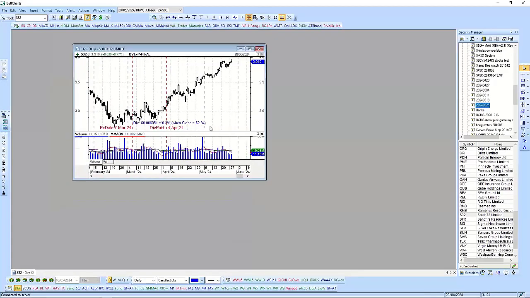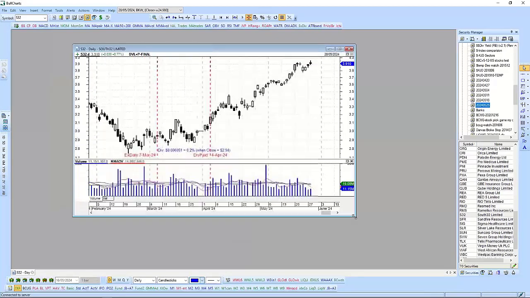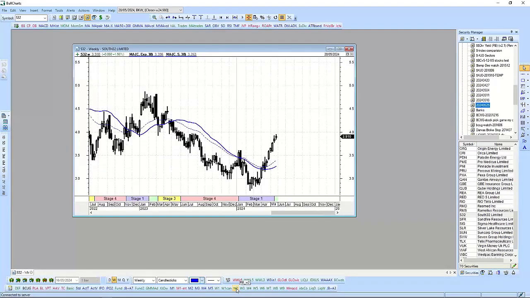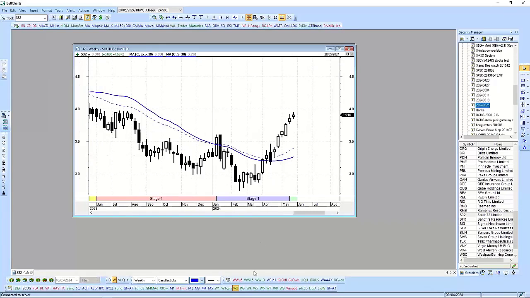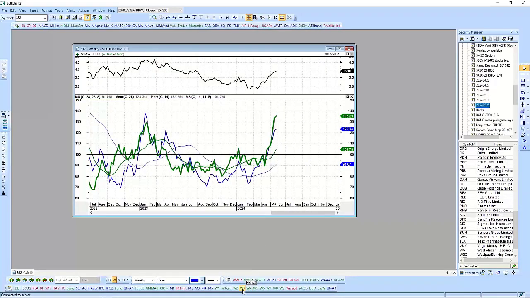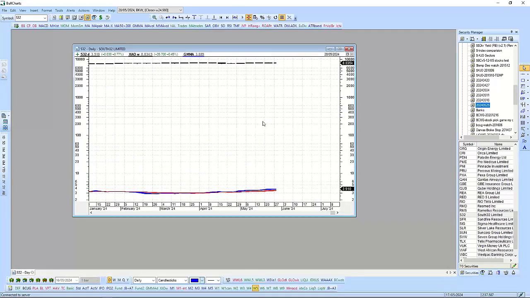So in this one chart that I've got here that's currently not maximized, I can quickly change it to, say, my version of Stan Weinstein's chart, weekly with 30-week moving average. I can change that chart to one that shows momentum. I can change it to one that shows the Guppy multiple moving average.